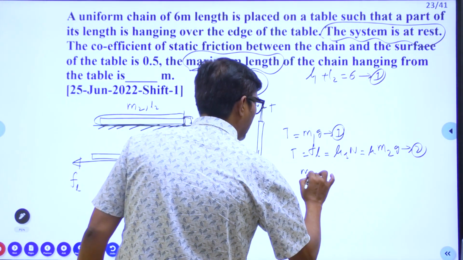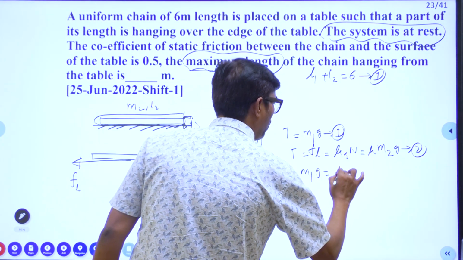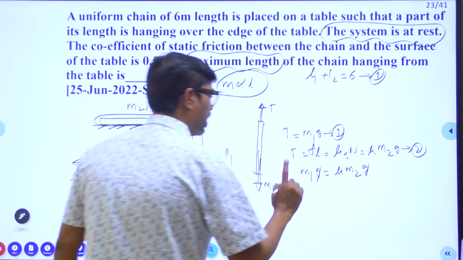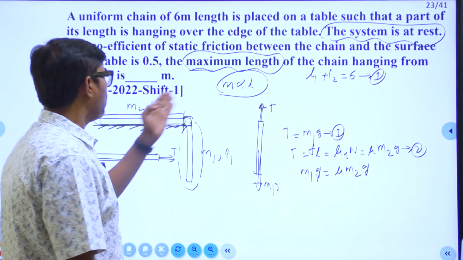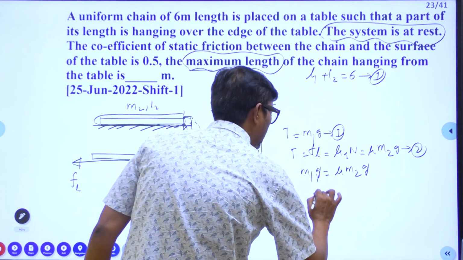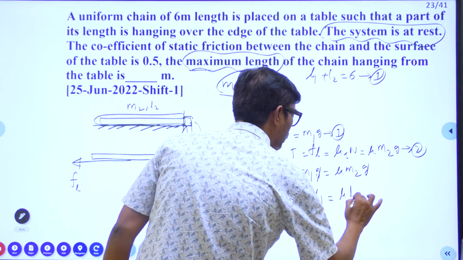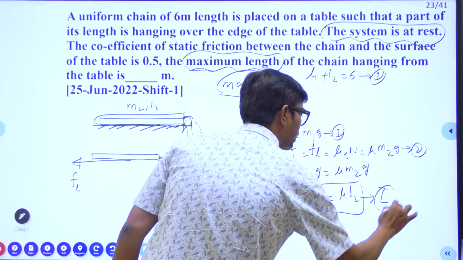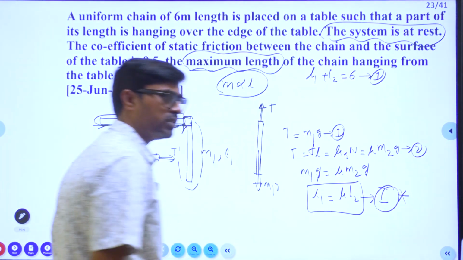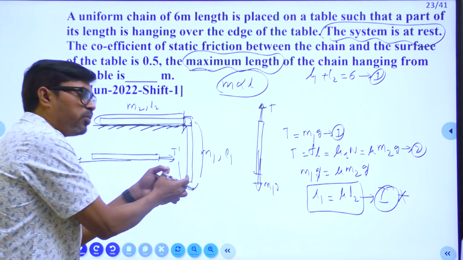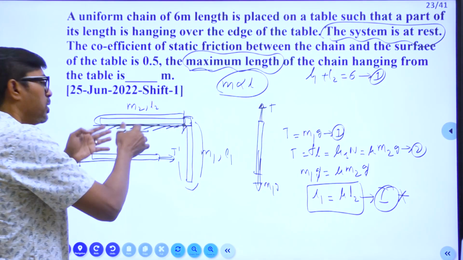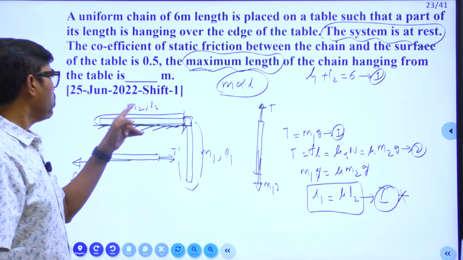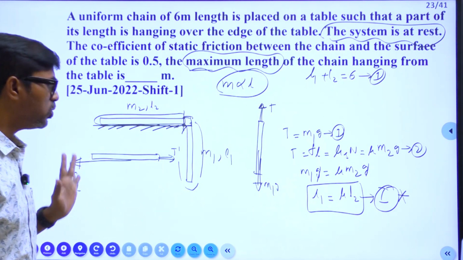So what do I get? m1 into g equals mu times m2 into g. g gets cancelled out. m1 equal to mu m2. And now, mass proportional to length, you will get L1 equal to mu L2. And I want the student to remember this formula. L1 is the hanging part. That is equal to mu times the part of the length which is on the table when it is about to slip. L1 equal to mu L2. So that formula you can remember.